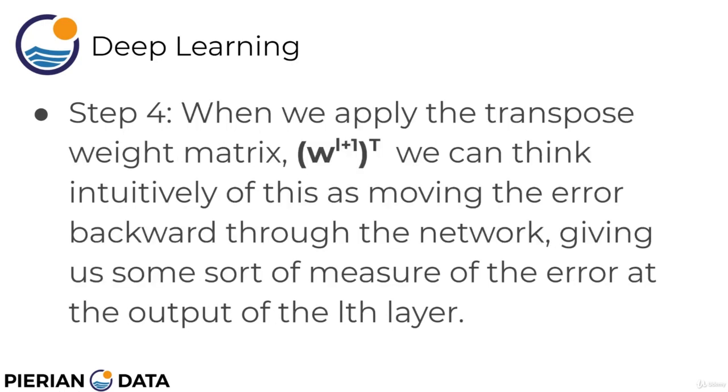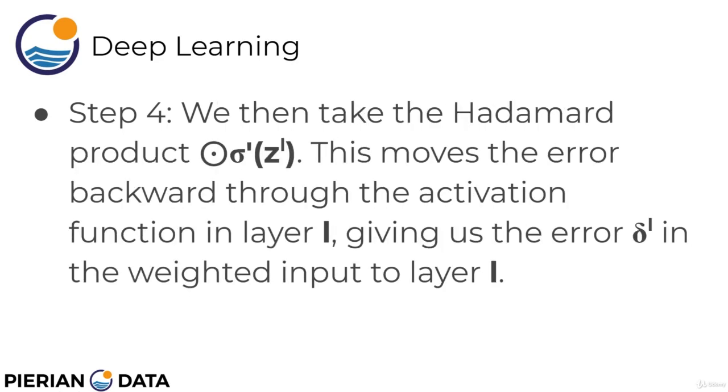So when we apply that transpose weight matrix, that weight matrix of l plus 1 transposed, we can think intuitively of this as moving the error backward through the network, giving us some sort of measure of the error at the output of that lth layer. We then take the Hadamard product of that with the z at that layer passed into the activation function. And what this does is move the error backward through the activation function in layer l, giving us the error in the weighted input to layer l. So again, that's a generalized term, which is why you see me using that lowercase l.